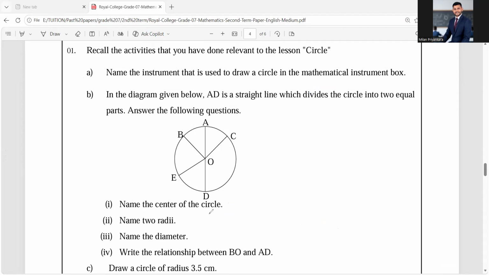Name the diameter. The diameter is AD, as we discussed. Write the relationship between BO and AD. BO is a radius and AD is the diameter. So you can write AD is equal to 2 BO. BO is the radius, that means diameter is equal to 2R. 2 times the radius is equal to the diameter. That's how you answer this. Pretty easy, right?